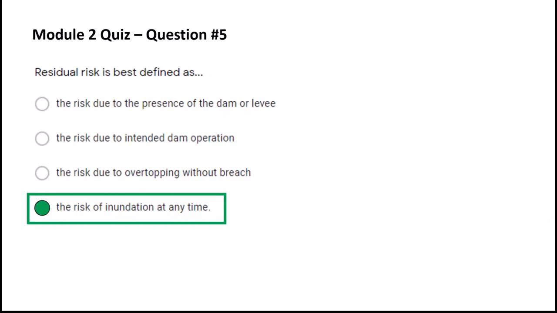So that is the questions and solutions to the Module 2 quiz. Any questions on any of those quiz questions?